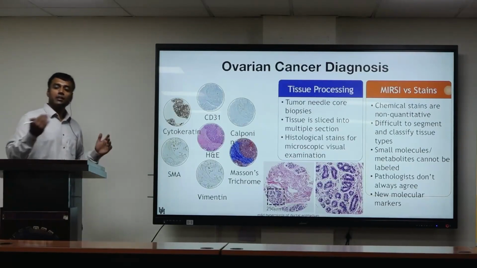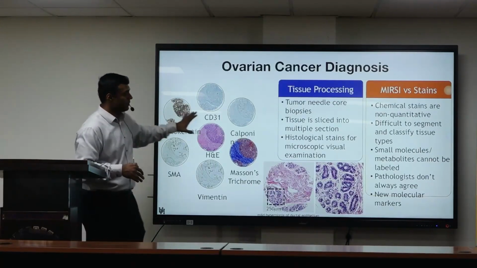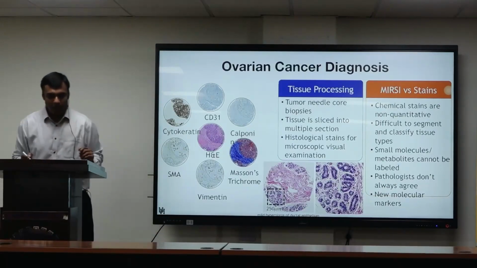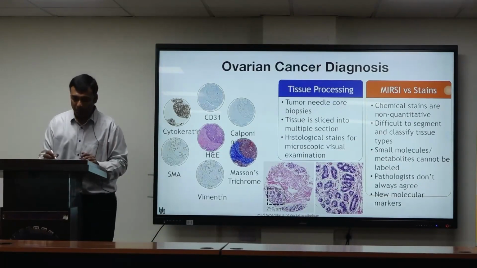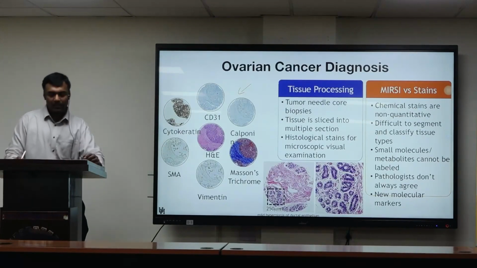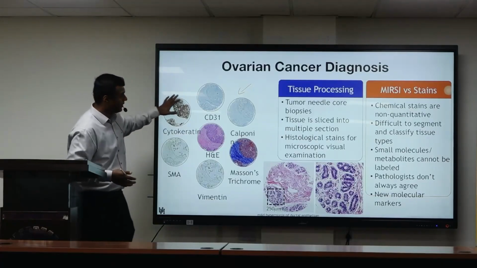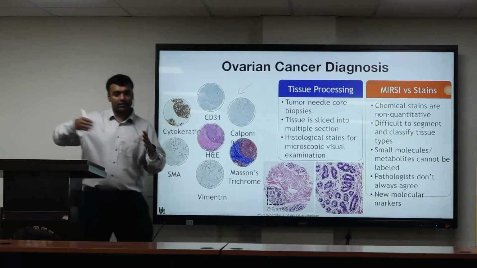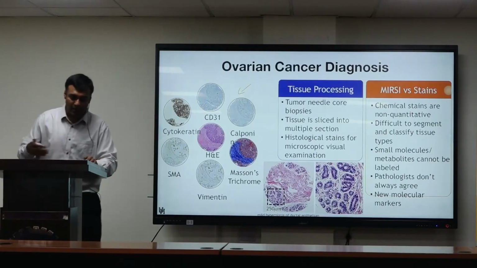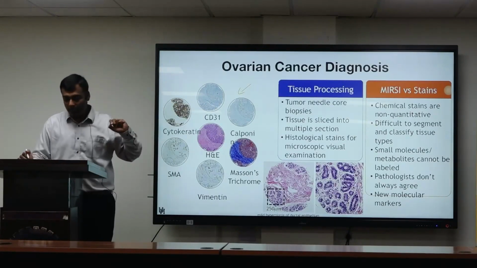So basically they'll do an estimation of cancer. This process of cutting into slices, putting on different stains, and making a diagnosis can take a lot of time. It takes several days to do this. Typically in a hospital, it takes time to do all this kind of staining.